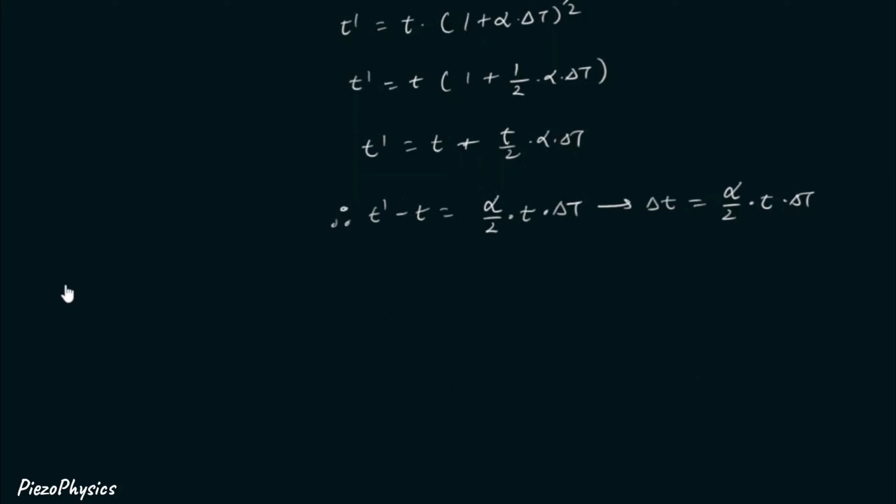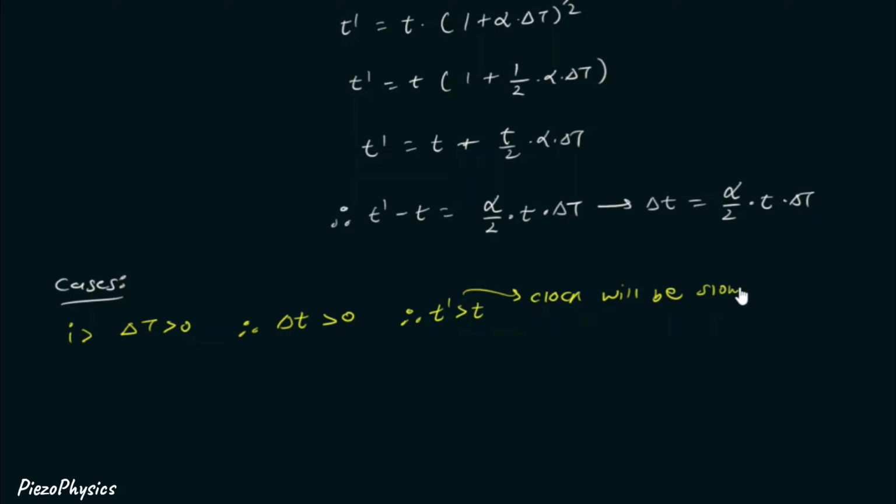Now here we can have two cases. First case, in which delta T is greater than 0. Therefore, delta small t also will be greater than 0. That means T dash is greater than T. So we can say that the clock will be slowed down.